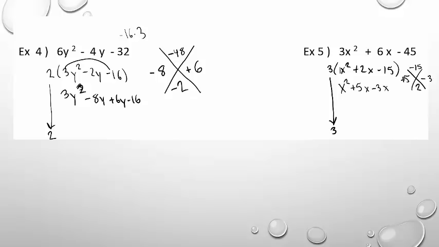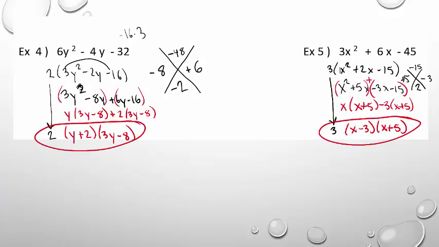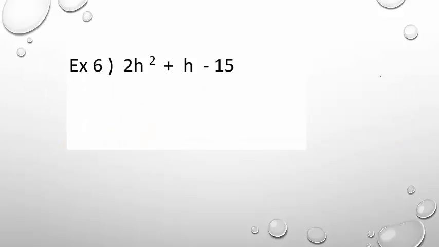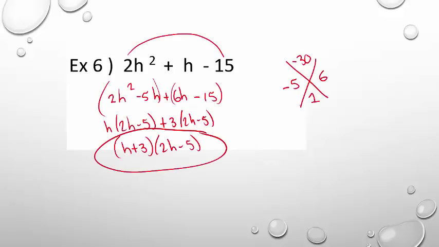minus 3x minus 15. So go ahead and pause and try factoring by grouping, and then we'll see if you have it. Okay, take a look and see if your answer matches with mine. Go ahead and try example 6 completely by yourself, and then pause the video. When you unpause, it'll be done. All right, you can go ahead and take a look and see if you got h plus 3 times 2h minus 5, and if you did, good job.